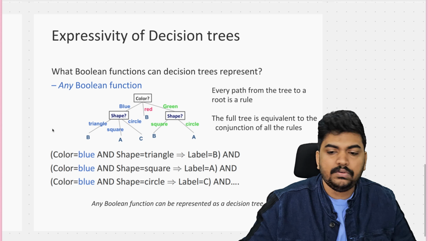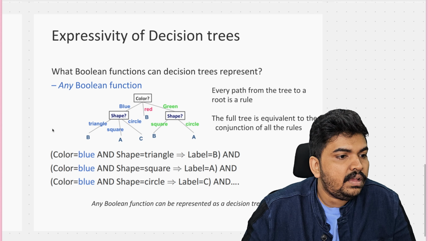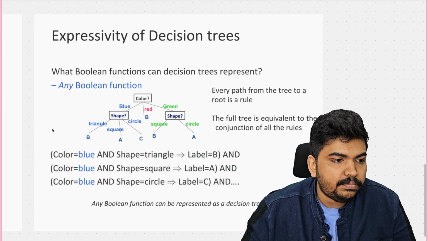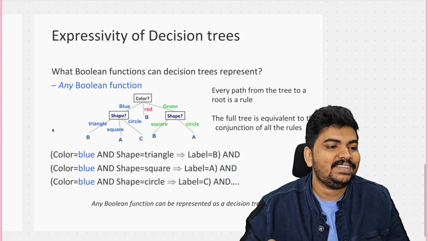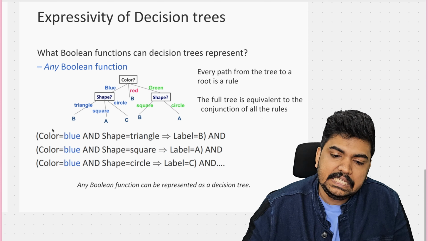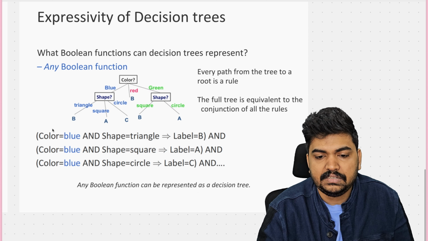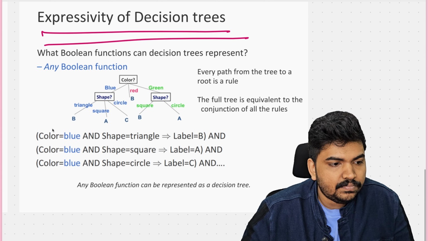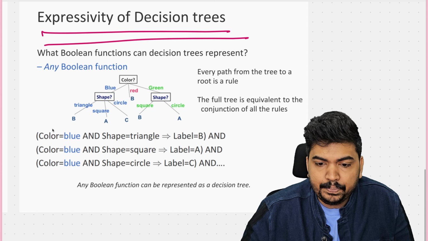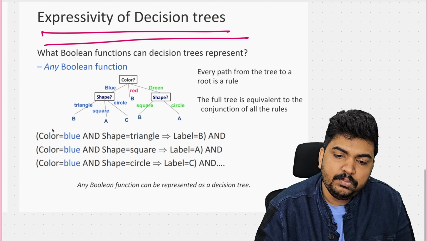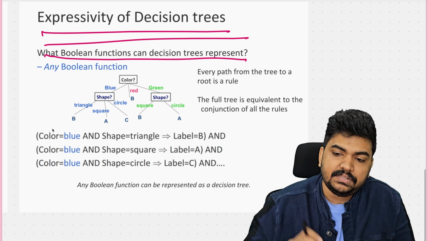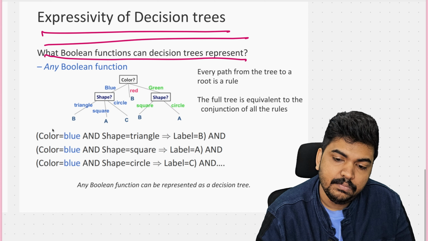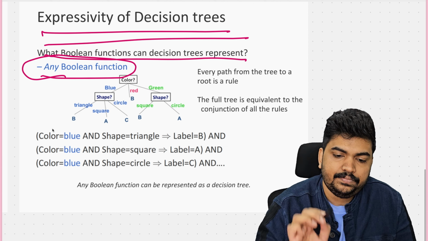So before we conclude this lecture, I will probably get on to one more topic, just one additional topic. Let's see what exactly is the expressivity of decision trees. In other words, what Boolean functions can decision trees represent? The answer to that is that it is any Boolean function.